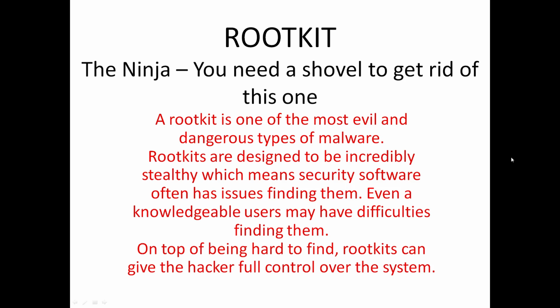So a rootkit. A rootkit is one of the most evil and dangerous types of malware. Rootkits are designed to be incredibly stealthy, which means security software often has issues finding them. Even knowledgeable users may have difficulty finding them. On top of being hard to find, rootkits can give the hacker full control over the system. So a rootkit seems to be another relatively new-ish one here on this list, but like the slide says, a rootkit is a piece of malware, and it oftentimes is very hard to find.